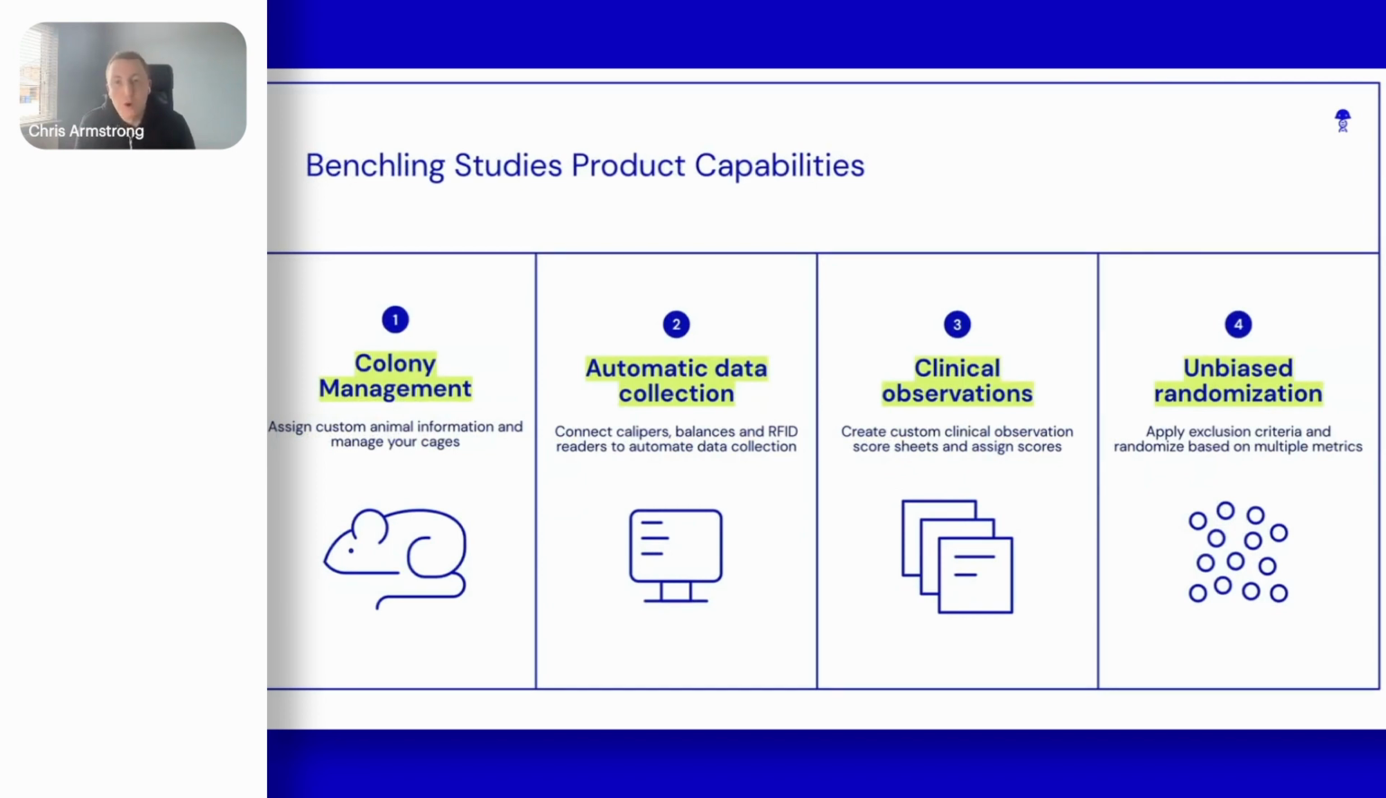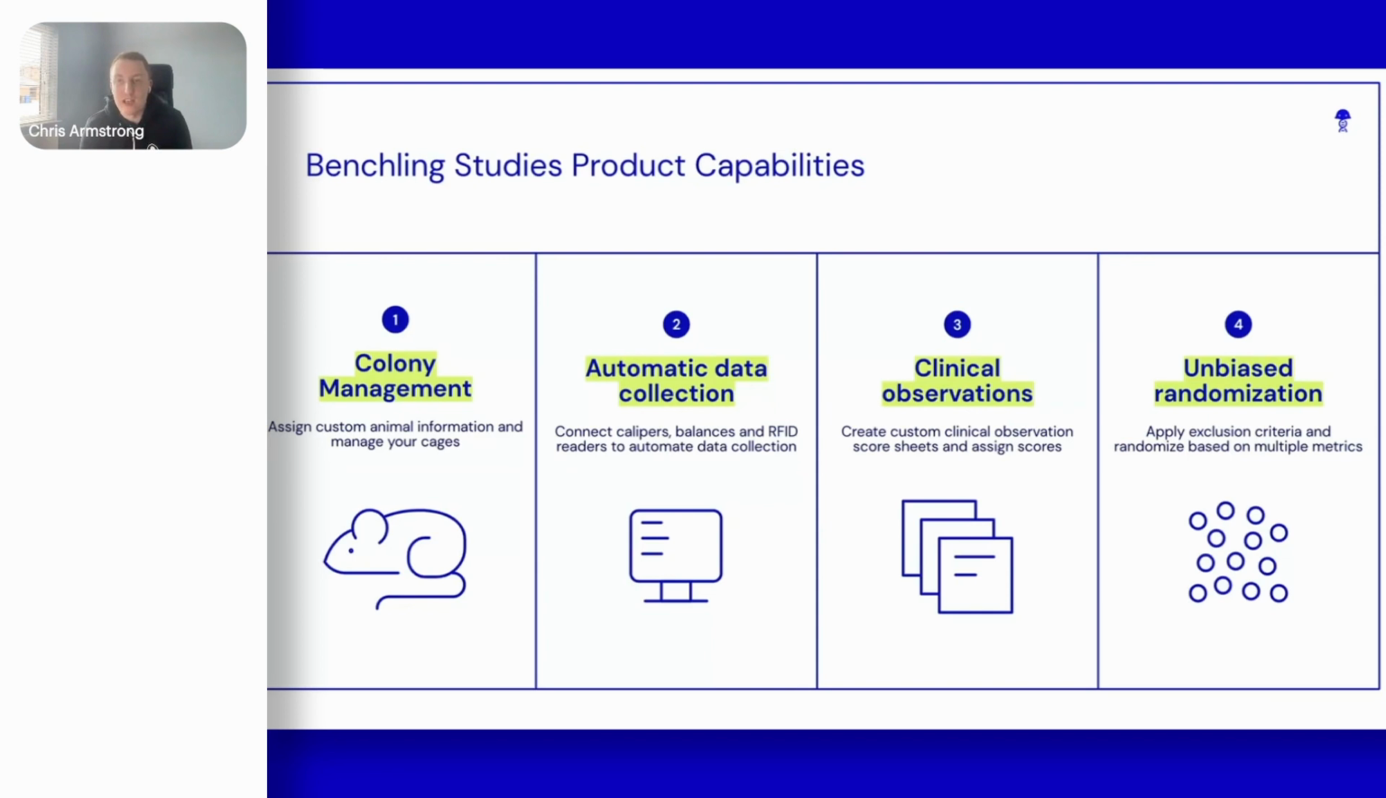In a minute, Warren will walk you through a demo of Benchling Studies, but before he does, I wanted to quickly highlight some key functionality within the Benchling Studies application that teams can take advantage of today. Specifically designed for in vivo teams, Studies provides configurable templates that facilitate reproducible protocols and data models. We've also recently introduced colony management functionality that lets you assign custom animal information, manage your cages, and even print custom cage labels.